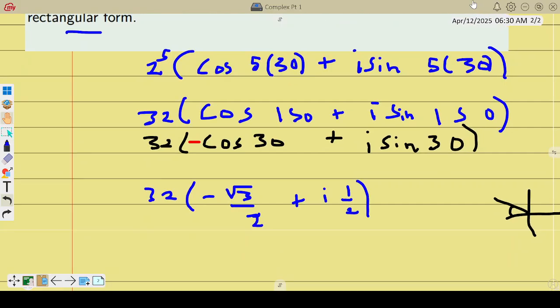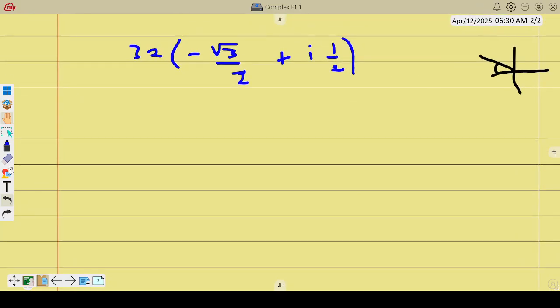From here we simplify further. 2 can cancel with that, meaning we have 16 root 3, and then plus 2 also cancels with that, 16, and 16 has an i here. So this is how you can work out that problem.